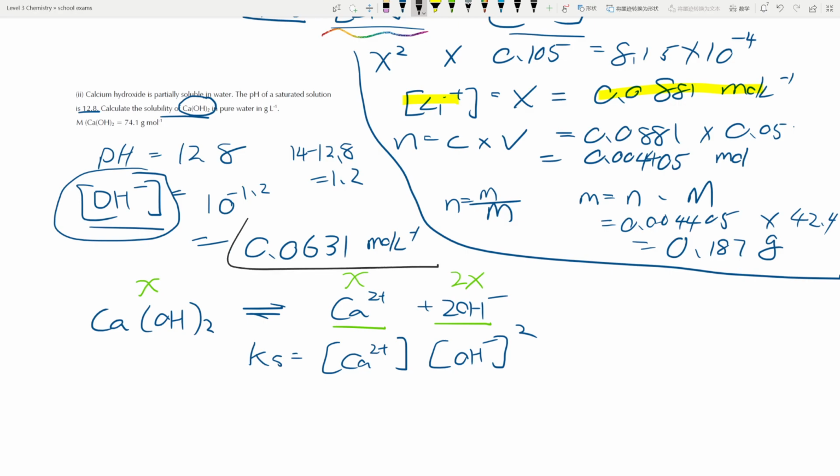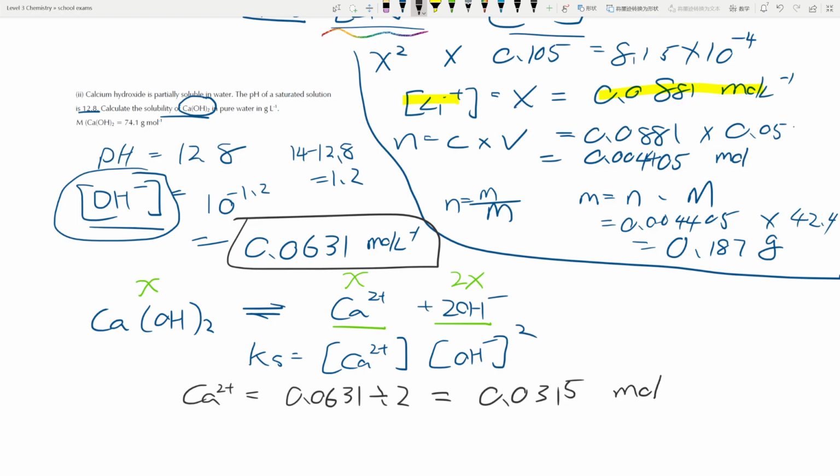And I already know the concentration of hydroxide. So that means my Ca2+ concentration is simply going to be half of that number that we just calculated, which is going to be 0.0315 moles per liter. All right, so I know this.